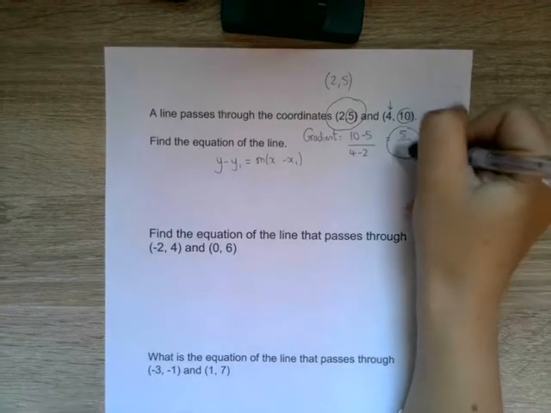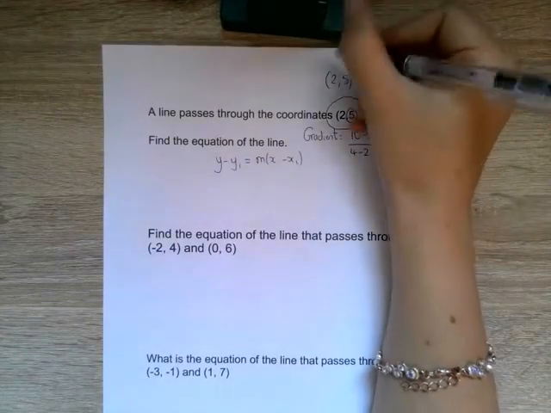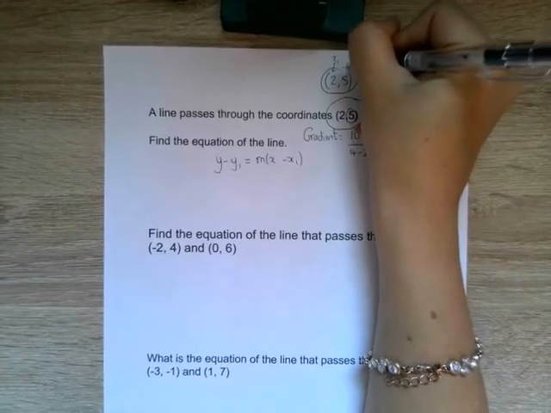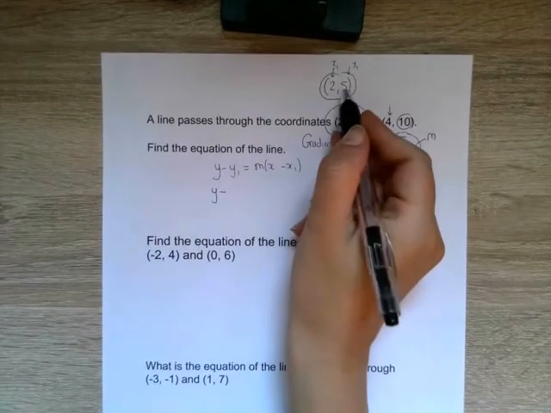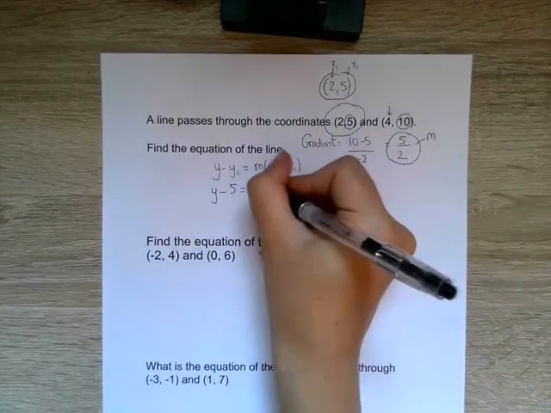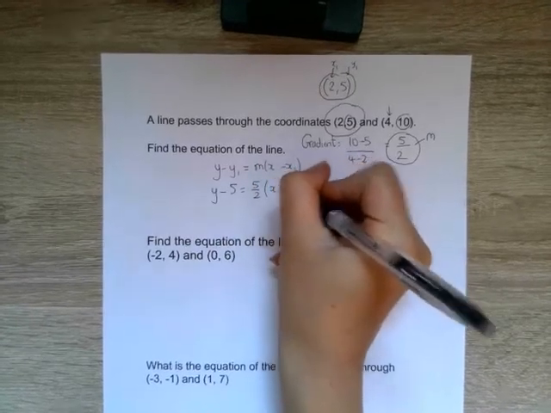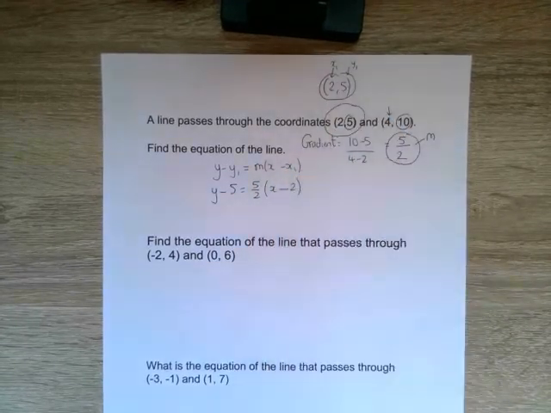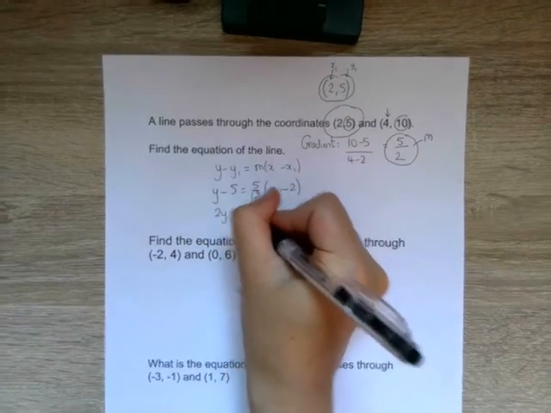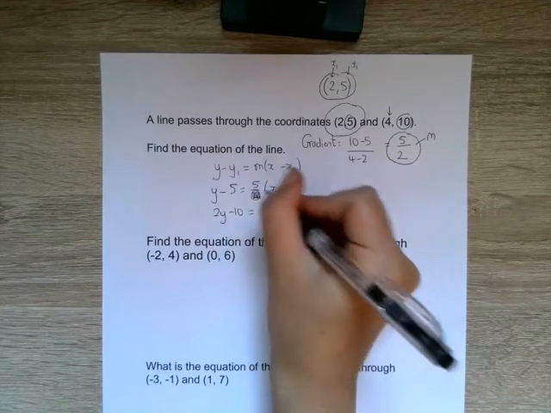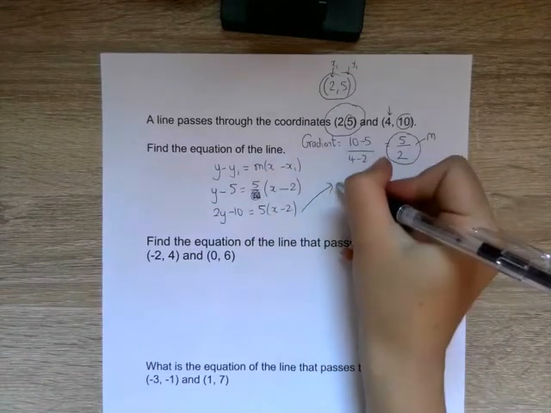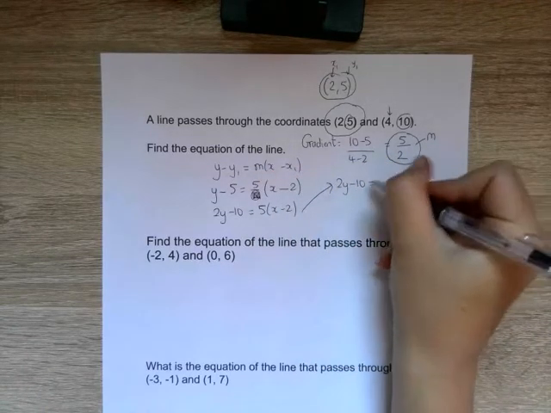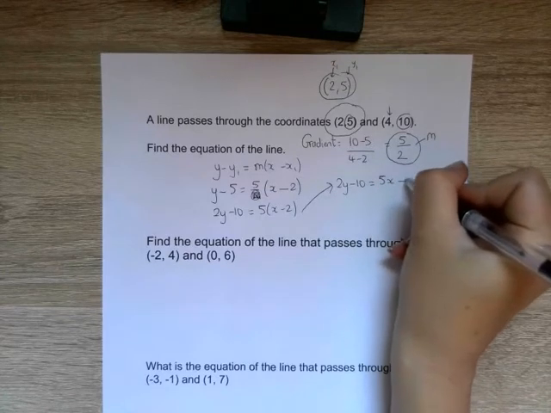So our gradient is 5 over 2, that's our m, and this is our x1, y1. So now it's just exactly the same as what you've done before. It's going to be y minus 5 equals 5 over 2 times x minus x1, which is 2. Remember, to get rid of the fraction, I'm going to times by 2. So I'd get 2y take away 10, and that just gets rid of the 2, and I'm left with 5 brackets x minus 2. So after that, I would get 2y minus 10 equals, and expand your brackets, 5x minus 10.